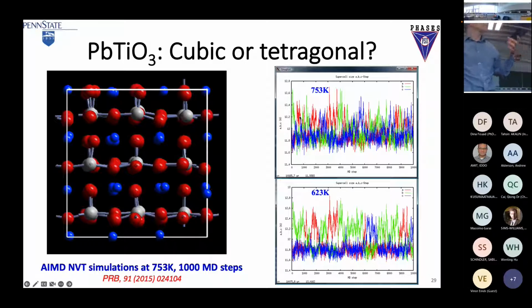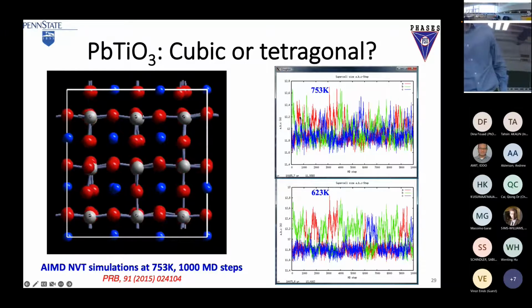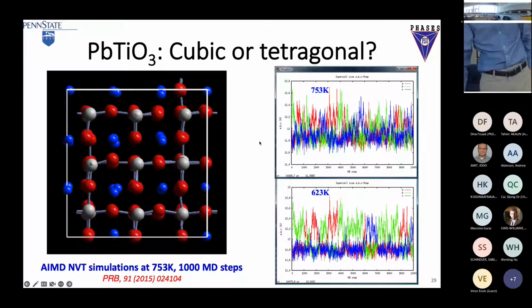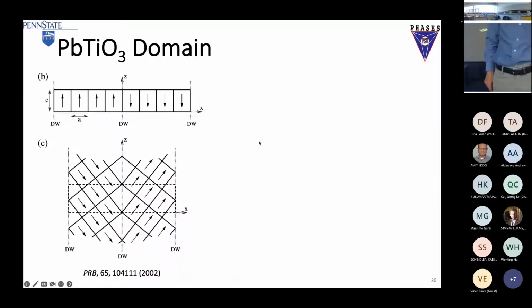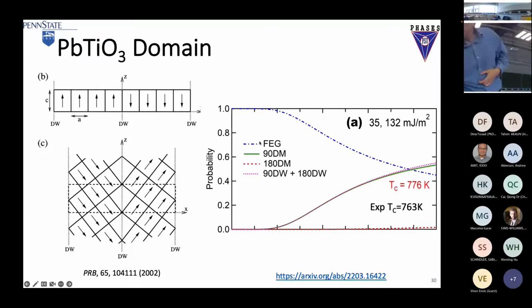But if you do the quantum state, you will not be able to do that because you cannot sample all the states. So then we can predict it, and we started to predict last year. We take the two types of domain walls, one's 180 degree and one's 90 degree. We put them together, we predict the transition temperature. It's amazingly close to the experiment. It's 10 degrees off. Okay. And the new paper is under review now for publication.